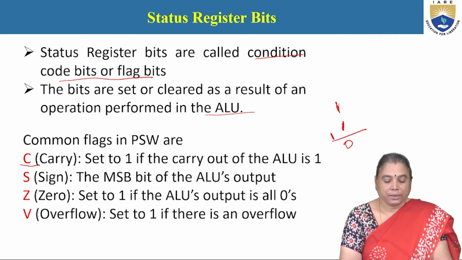Next is the Z bit. Z represents zero. It is set to 1 if the ALU output is all zeros. When the result of the arithmetic logical unit operation is 0, then the Z bit is set to 1 in the PSW. Next is V, overflow. It is set to 1 if there is an overflow.